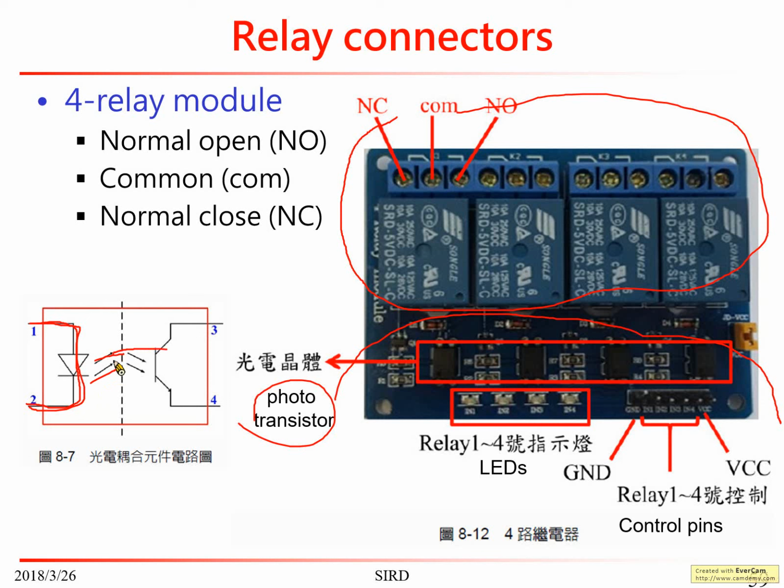And this photo transistor, when it receives the photons, then it becomes connected. So they use this kind of circuitry to separate the heavy current circuits from the small circuits, and this is called a photo transistor.